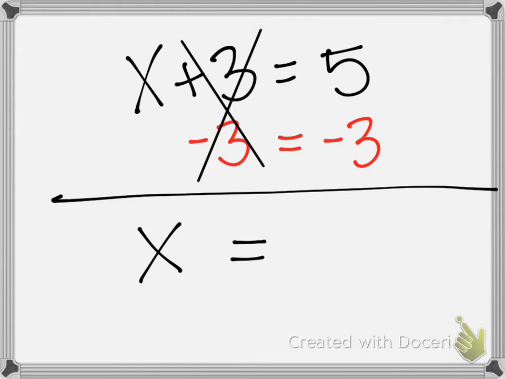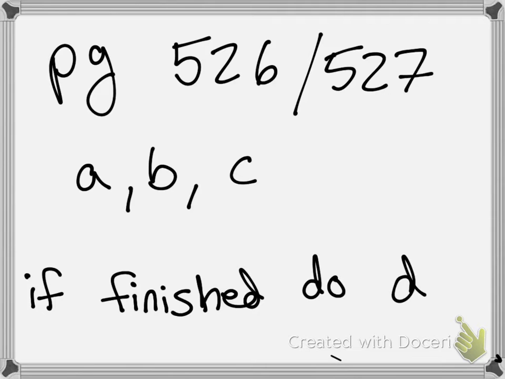And what is 5 minus 3? We already know it. What is 5 minus 3, Jasmine? 2. And look at that. It's that same thing we got earlier. 2. So let's look at page 526, 527. I want you to do A, B, and C. And if you finish, do D. Let's look at these problems.